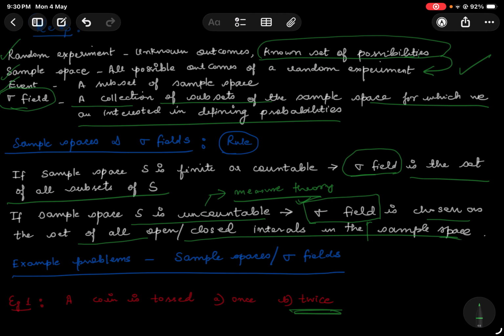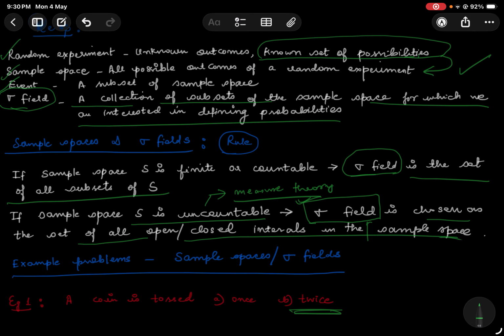What is an event? An event is any subset of the sample space, and this is the part which we are interested in. When we come to probabilities, we define the probability of an event. We don't define the probability of the whole sample space, or just of each element of the sample space. There are very interesting things that can come out, and those are actually subsets of the sample space only. Those are the probabilities we are interested in. Hence, we have a term for it, which is an event.